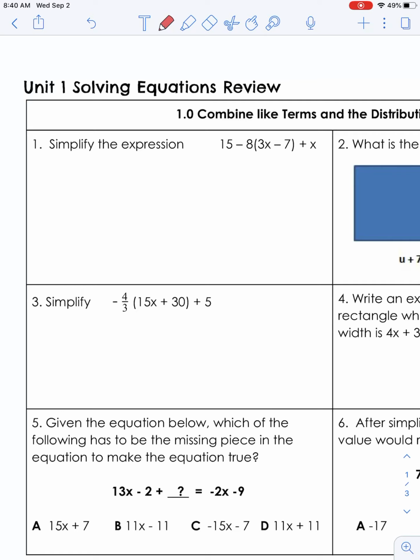Notice in the expression we have a negative 8 out in front of a parenthesis, so that's what needs to be distributed. We're going to bring down the 15. Negative 8 times 3x is negative 24x. Negative 8 times 7 is a positive 56.